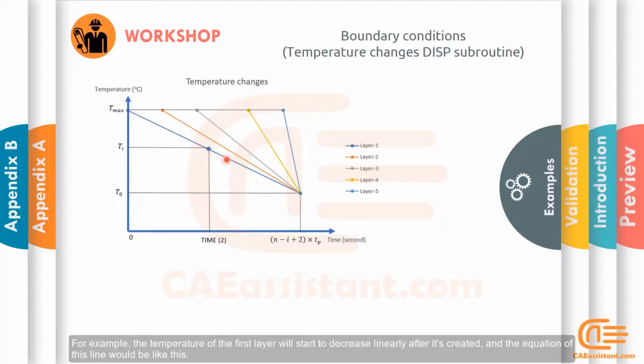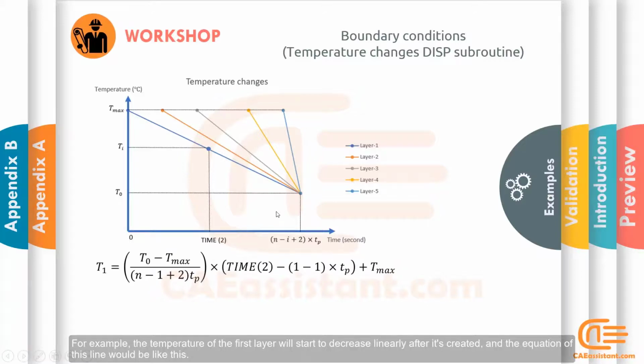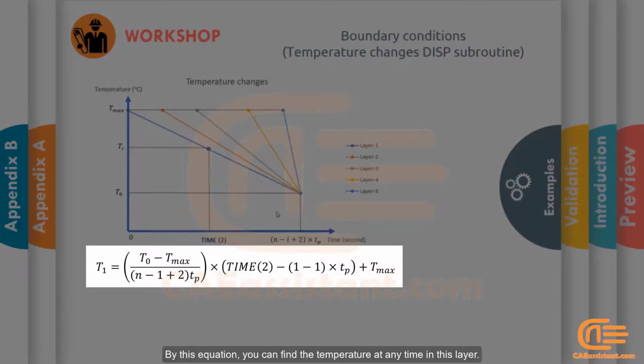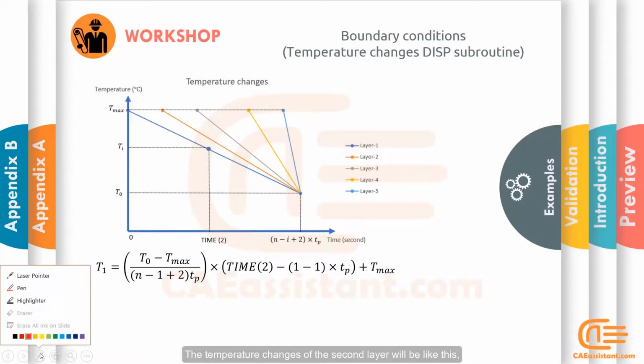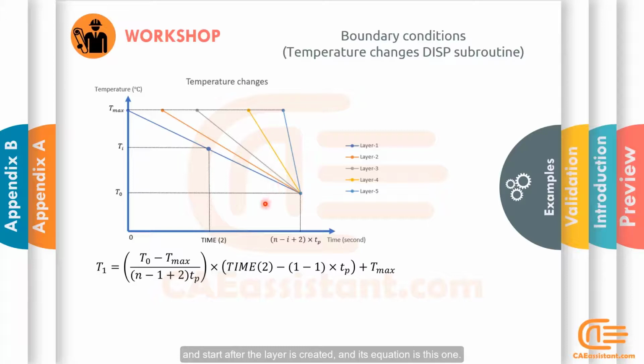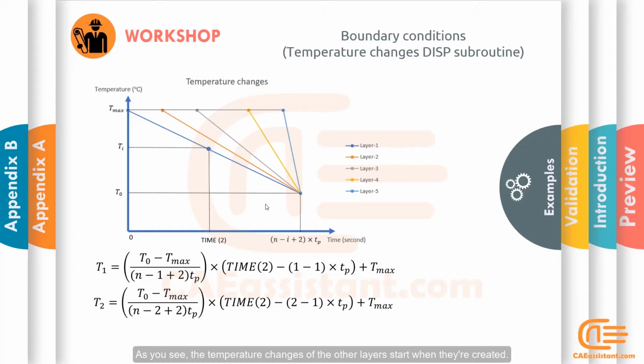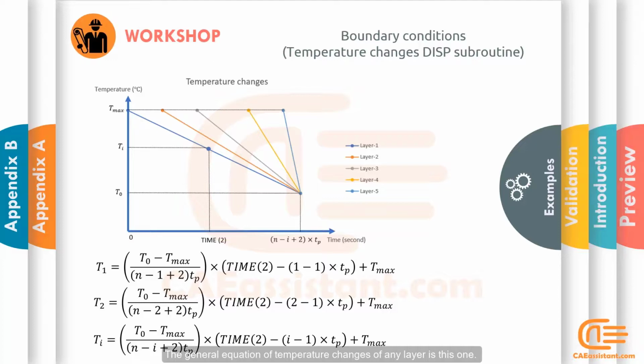For example, the temperature of the first layer will start to decrease linearly after it's created, and the equation of this line would be like this. By this equation, you can find the temperature at any time in this layer. The temperature changes of the second layer will be like this and start after the layer is created, and its equation is this one. As you see, the temperature changes of the other layers start when they are created. The general equation of temperature changes of any layer is this one.